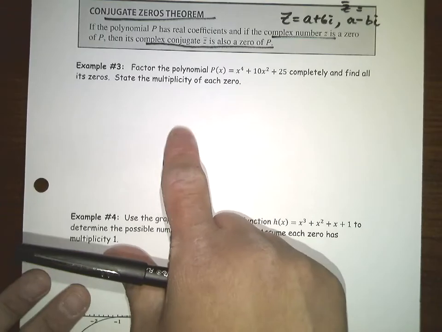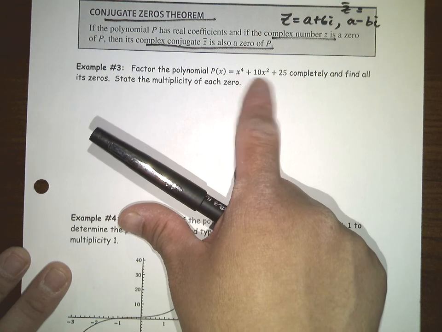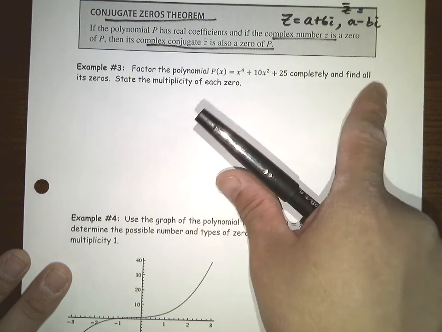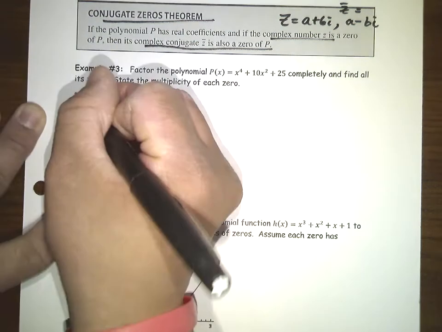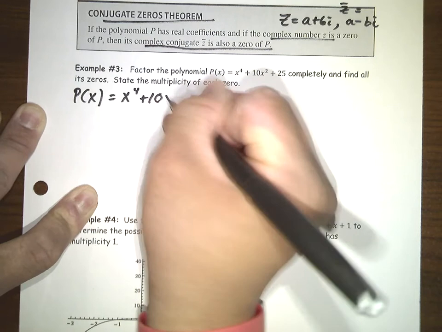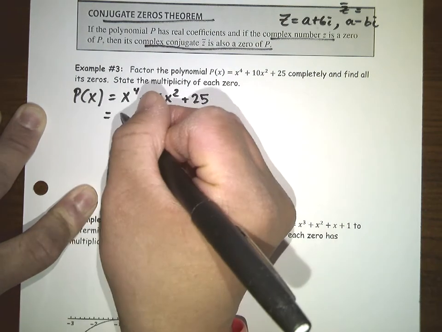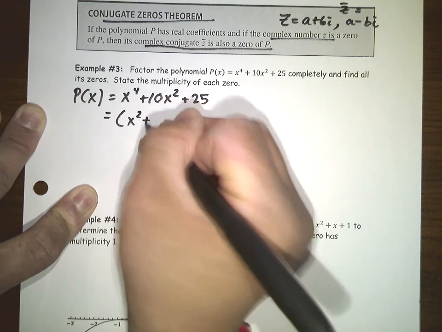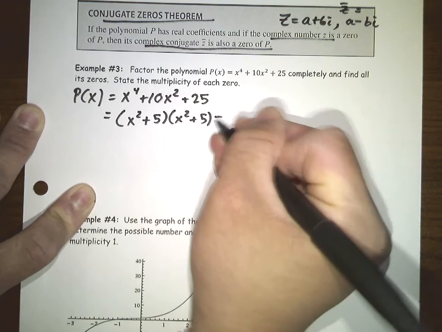Factor the polynomial P of x equals x to the fourth plus 10x squared plus 25 completely, and find all its zeros and state the multiplicity of each zero. So P of x is x to the fourth plus 10x squared plus 25. I can actually factor that pretty quickly as x squared plus 5, squared, equals 0.